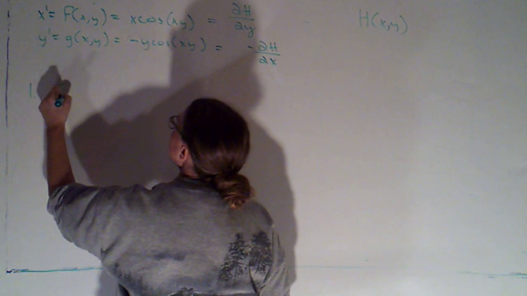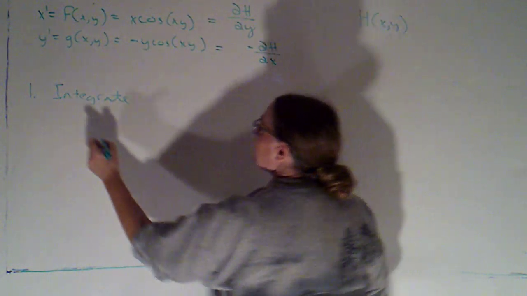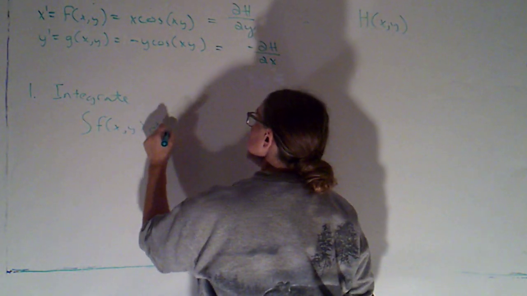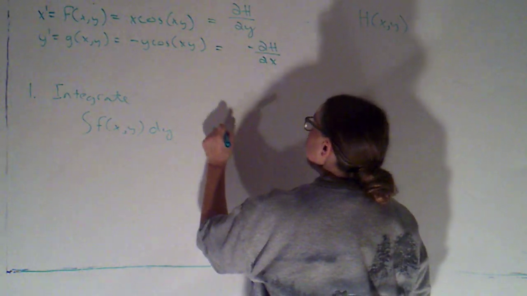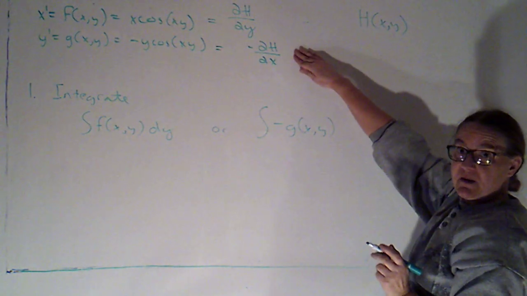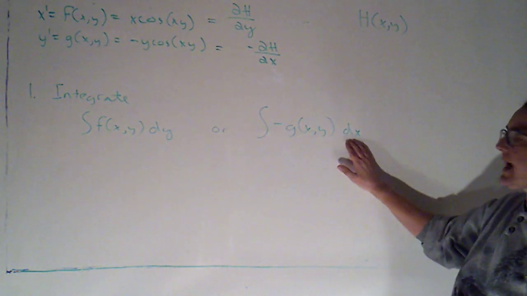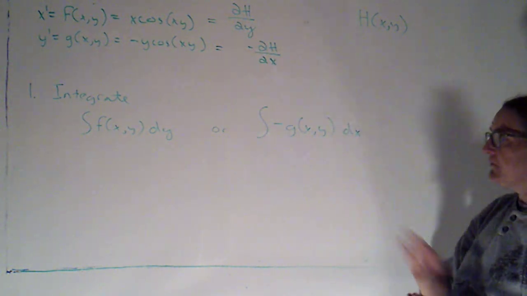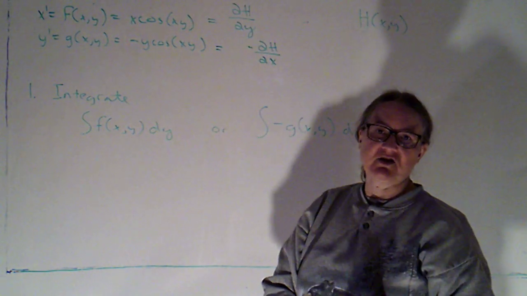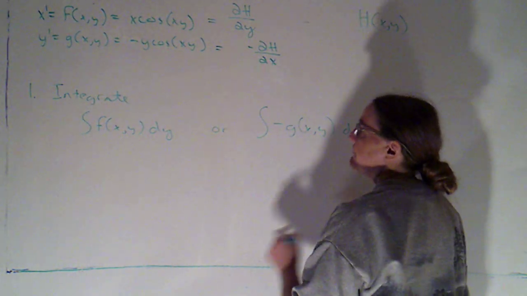Step 1, I'm going to integrate one of these partials. So I can either integrate f of x, y, which is the partial with respect to y, dy, or I can integrate the opposite of g of x, y, which would give me the partial of h with respect to x. I can integrate that with respect to x. Either one of these should work. I usually just go with this one because I don't have to worry then about changing the sign of things. Okay, this will give me a partial formula for h.